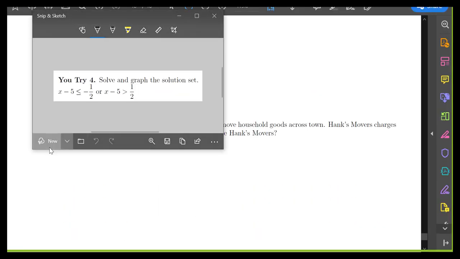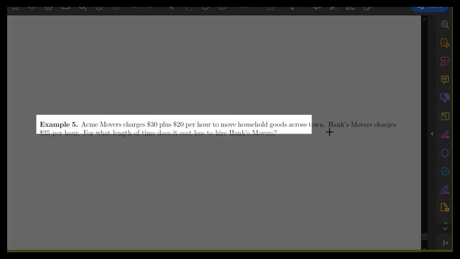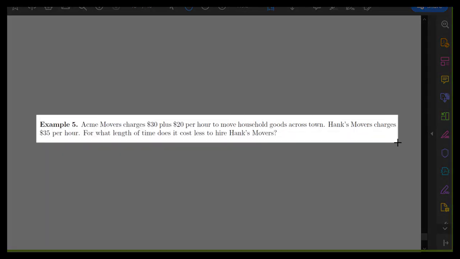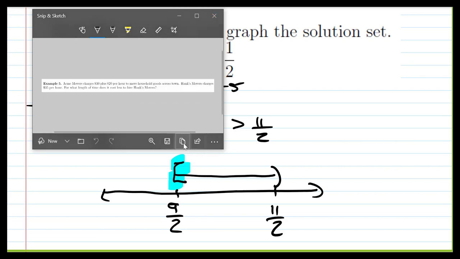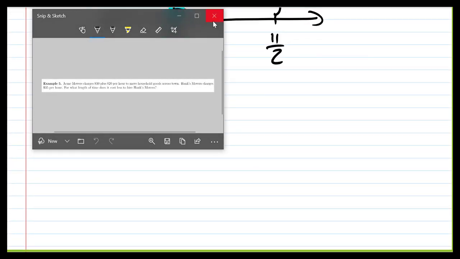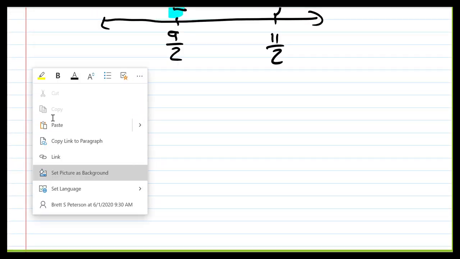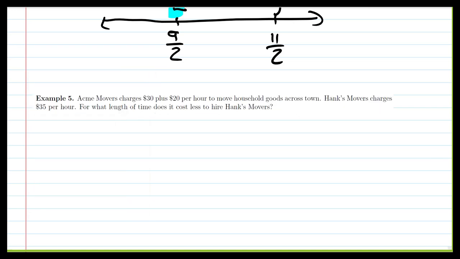All right, so we have one last example from this section. So example number 5. For example number 5, we have Acme Movers charges $30 plus $20 per hour to move household goods across town. Hank's Movers charges $35 per hour. For what length of time does it cost less to hire Hank's Movers?